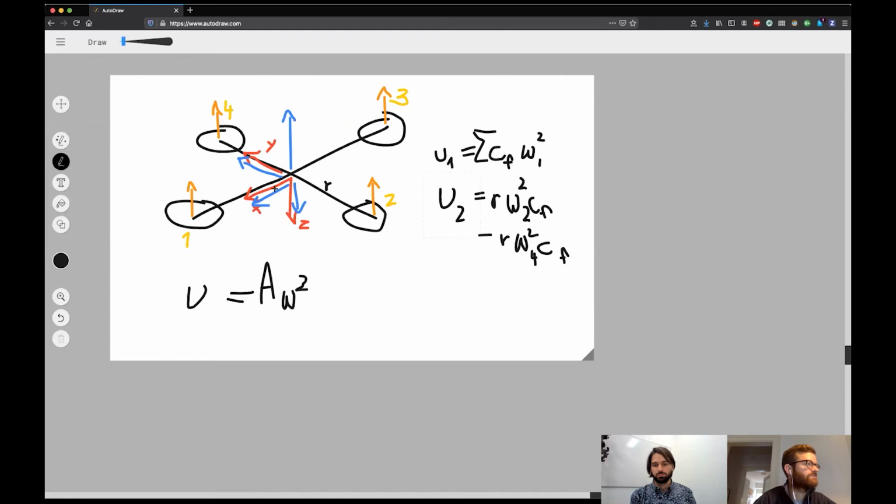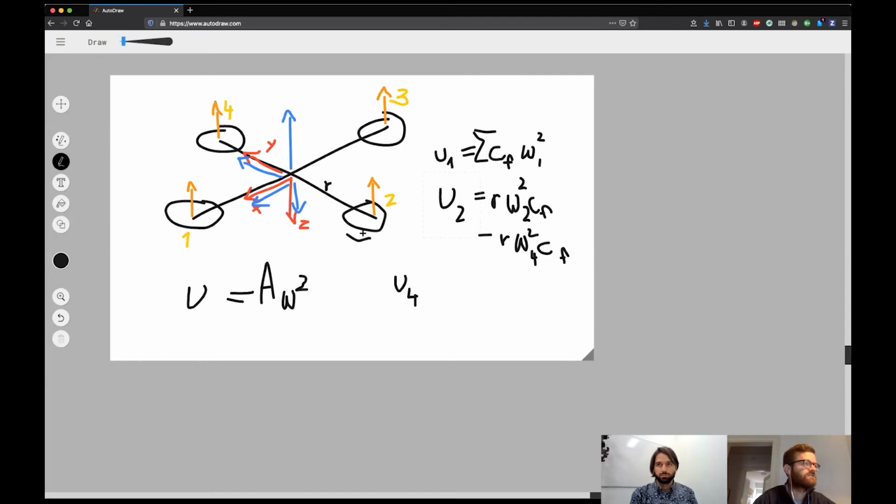And then you can do the same around the y-axis with omega 1 and omega 3. And then around the z-axis, there's something more specific, so I'm also going to write this here. So U4, the torque around the z-axis, is not created by the direct arm length times the force, but instead it's only created by the drag torque that all the rotors create. And here we have to know that the rotors rotate in different directions.